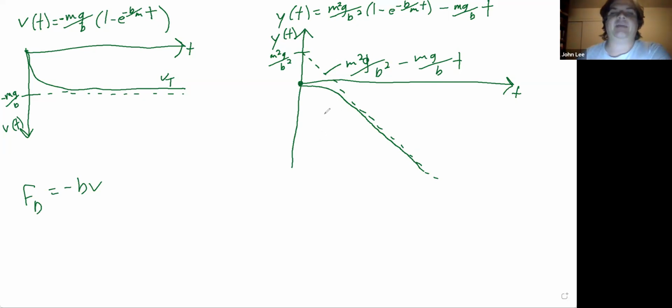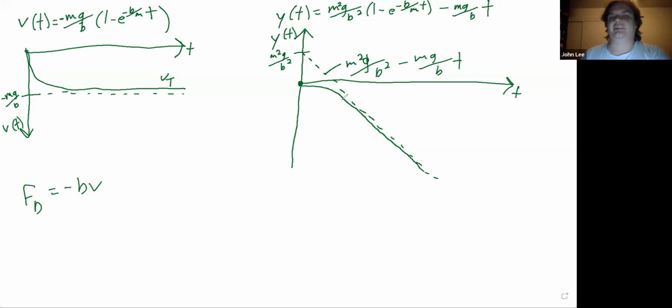The reason that happens is that if it didn't take any time to accelerate up to the terminal velocity, and it was just following the terminal velocity, then y would just be negative mg over b t. But the time that it takes to accelerate to terminal velocity essentially adds a y-intercept of m squared g over b squared.